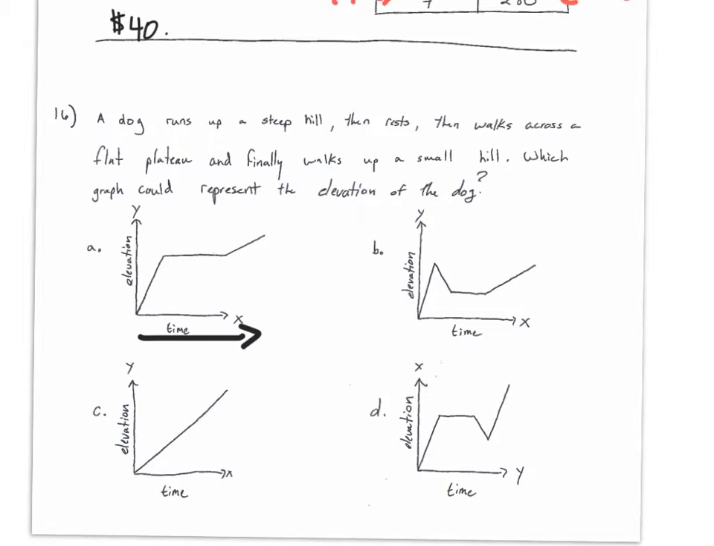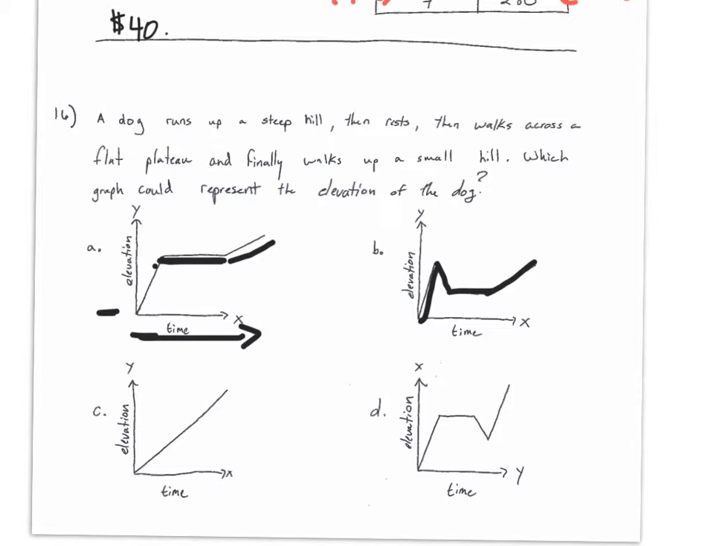So the dog starts at this elevation, and then looks like as time goes on in this first graph, he's going up in elevation, and then for a period of time here, he stays at the same elevation, and at the end, he just goes up a little bit. Whereas in the second one, in B, he starts going up, but then he goes back down, and then he stays at the same elevation, and then he goes up again.